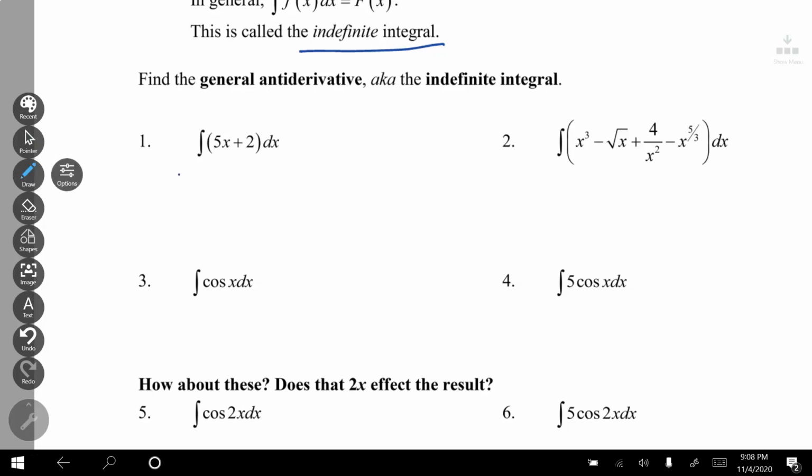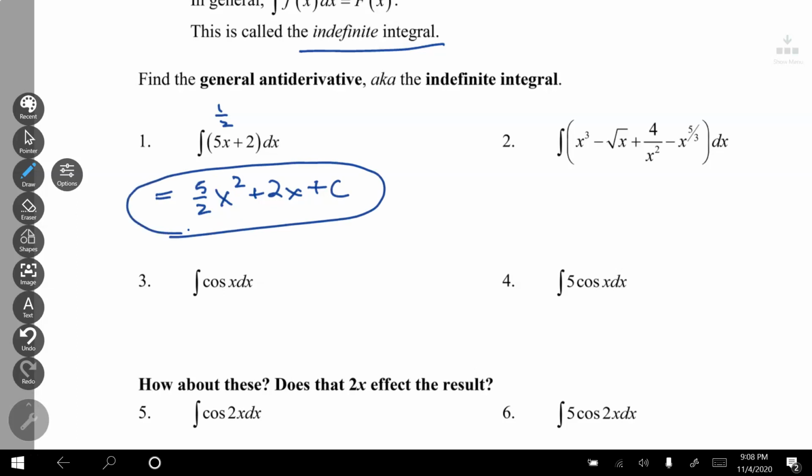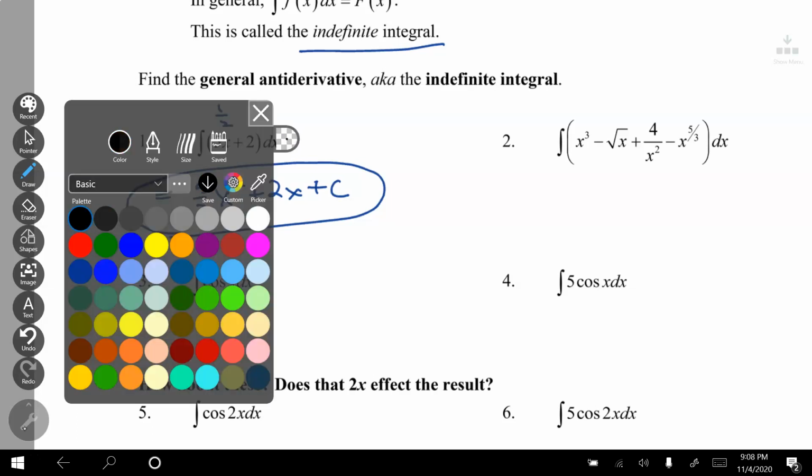So when I do this one, well, x to the first becomes x squared. The reciprocal of that is a half times 5 is 5 over 2, plus 2x. And don't forget your plus c. Best thing about doing the antiderivative, you could always take the derivative to see if what you did is correct.